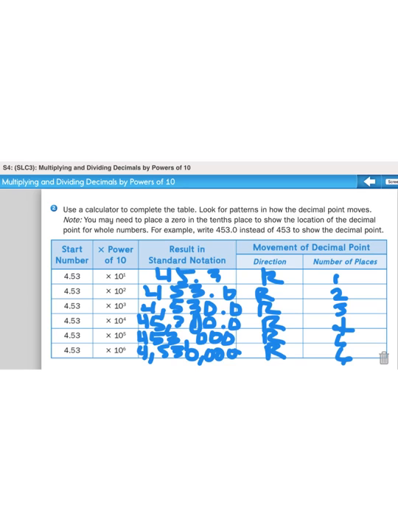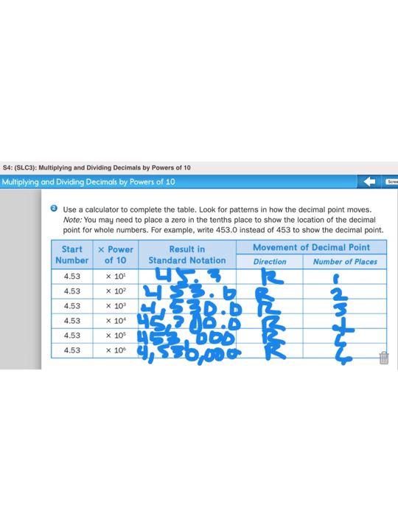Now that you have finished filling in your chart, it should look like this. 4.53 times 10 to the second power should be 453. The decimal point has moved to the right 2 places. 4.53 times 10 to the third power is 4,530.0. It's moved to the right, and it's moved 3 places. You can continue to look at the rest of the answers to see if you got it right. By now, hopefully, you've noticed a pattern and you are able to answer questions 3A and 3B.